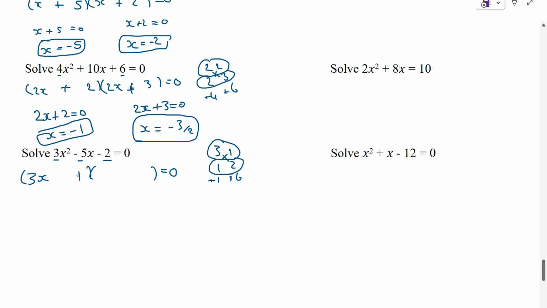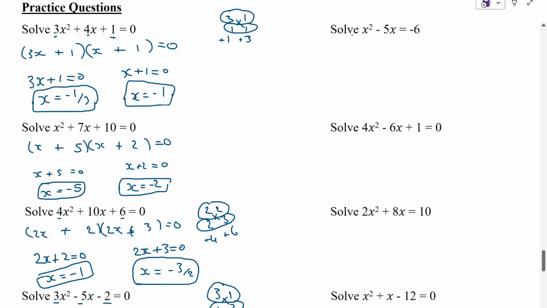Let's copy that over. 3x and 1, 1x and 2. So we're going to do minus 6x plus 1x. Okay, so the values for x: 3x plus 1 equals 0, x minus 2 equals 0. Therefore x will be minus a third, and 2.